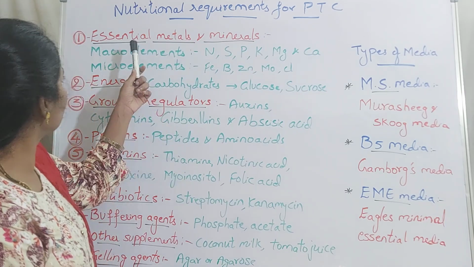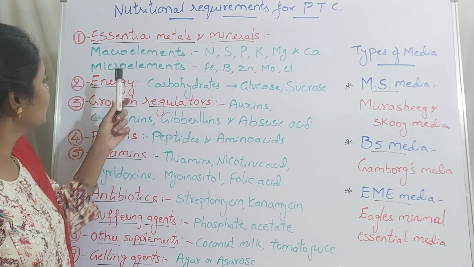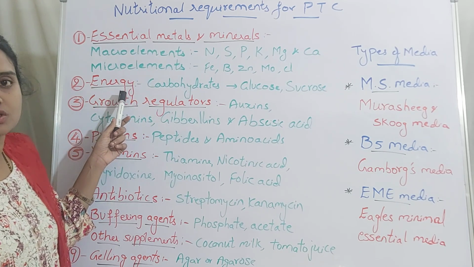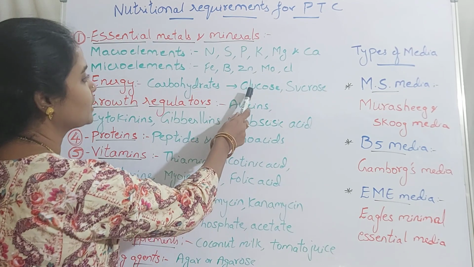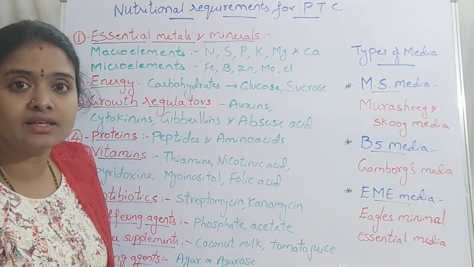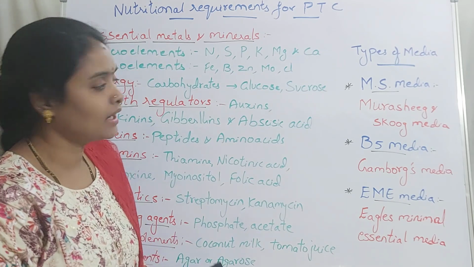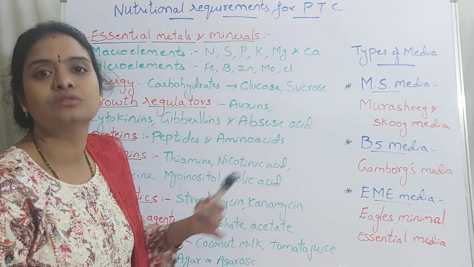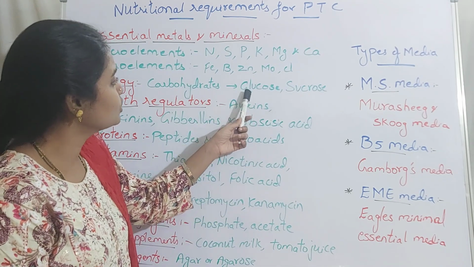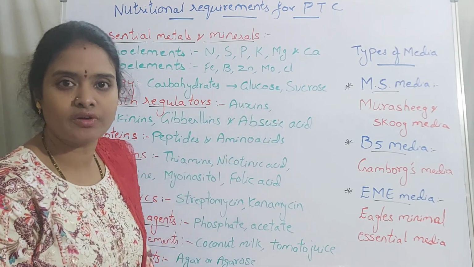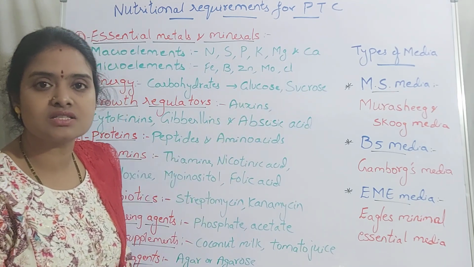Apart from these basic essential elements, you have to supply the energy source. We know that the basic energy sources are carbohydrates, for example glucose and sucrose. These are readily available and easily absorbed by the cell, and they can be easily transported through the tissues, in between the cells. They are also mainly required for an increased growth rate.